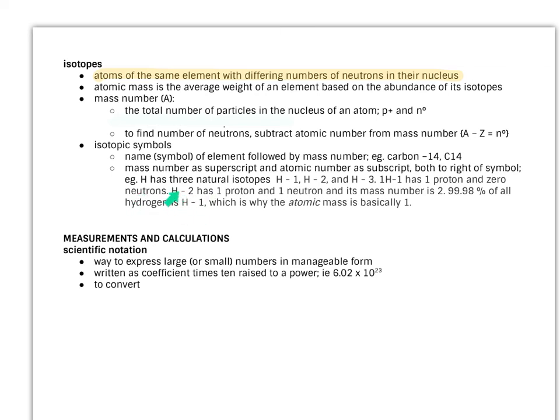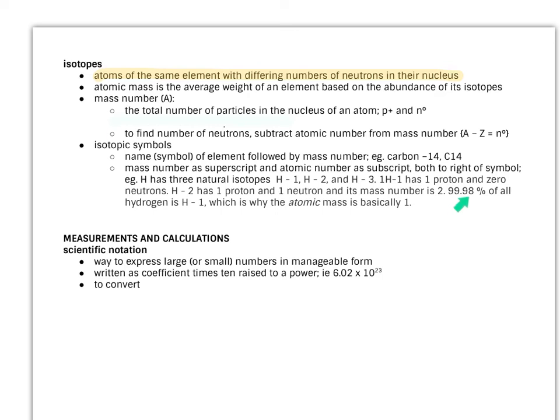H2, one of the hydrogen isotopes, has 1 proton and 1 neutron, and its mass number is 2. Okay, so hydrogen 2 has a completely different mass number. And then there's also hydrogen 3. It has 1 proton and 2 neutrons. So it has 3 total particles.